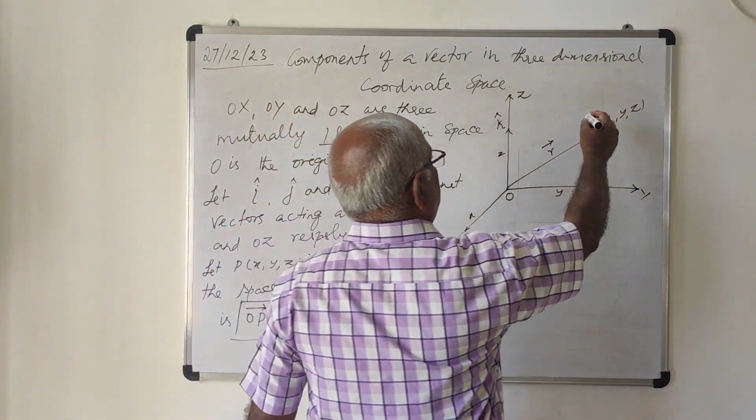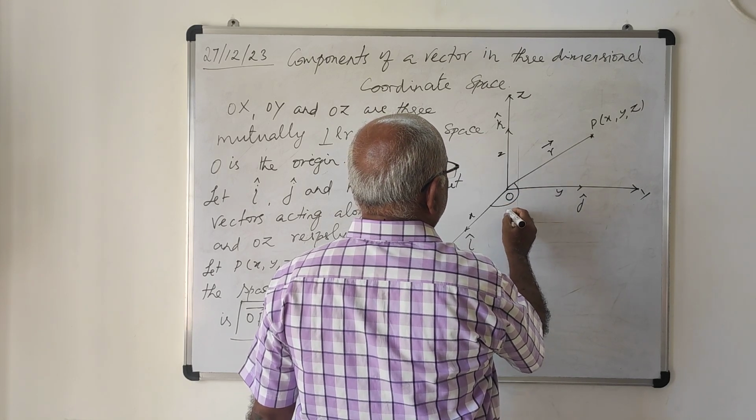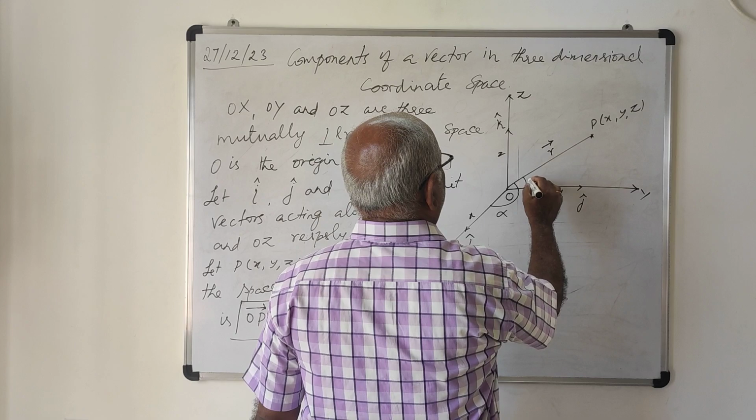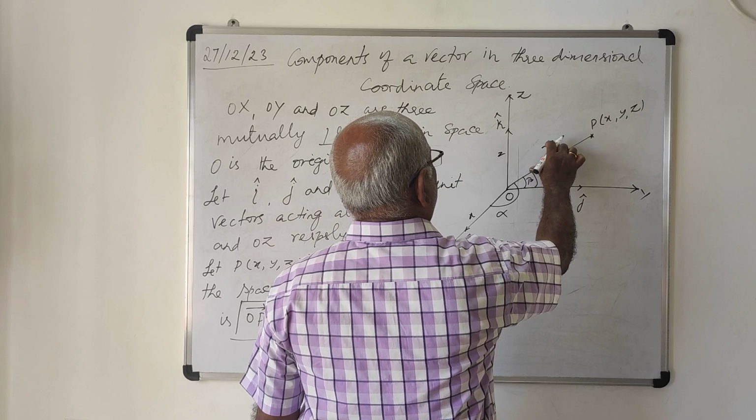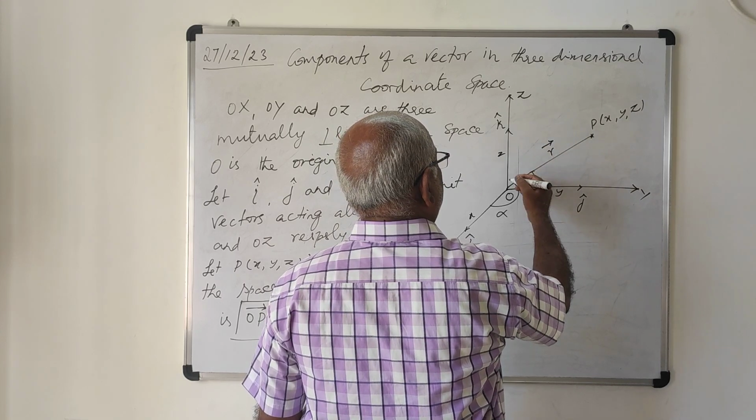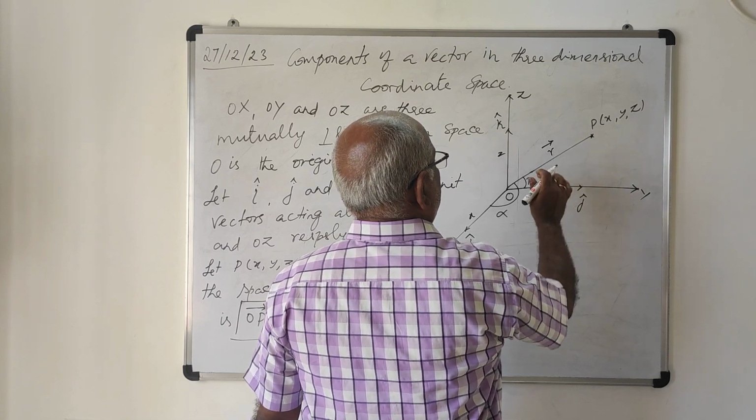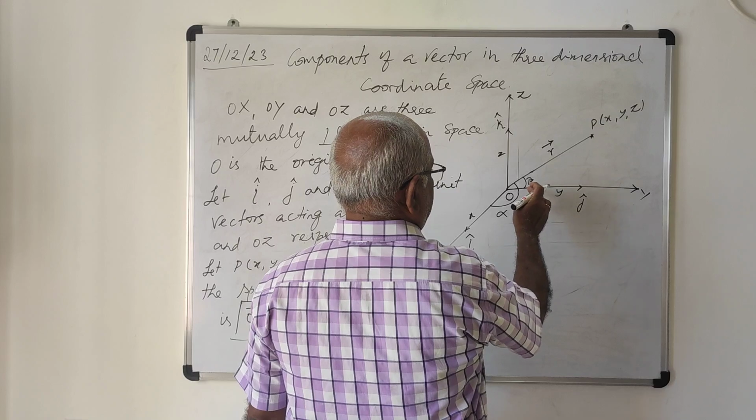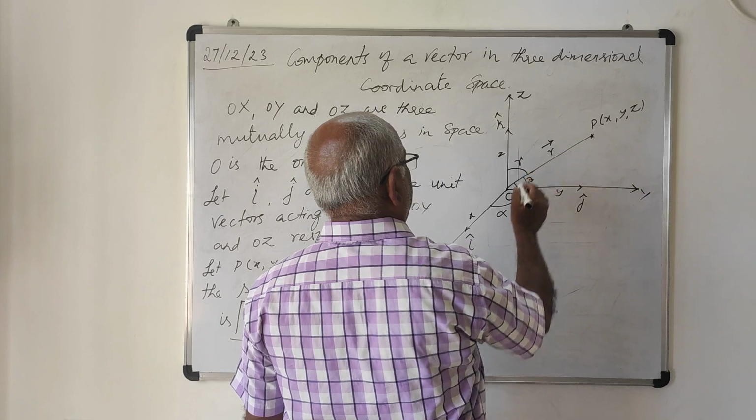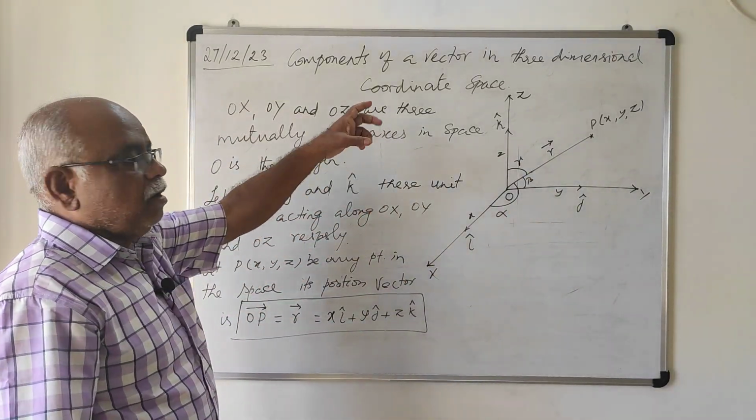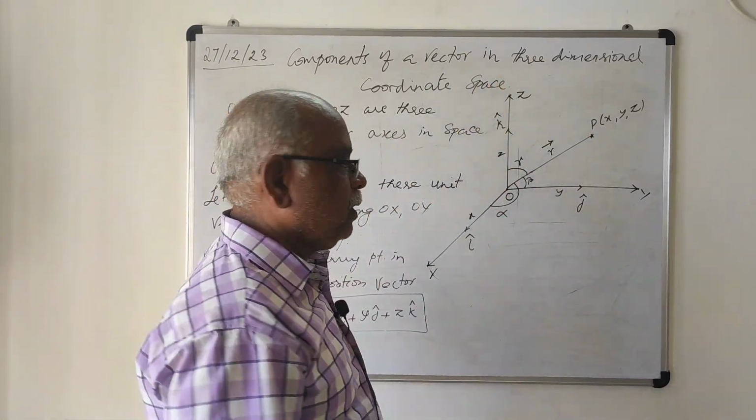Now suppose the OP vector makes an angle alpha with the x-axis, beta with the y-axis, and an angle gamma with the z-axis. Alpha, beta and gamma are the angles made by the OP vector with the axes OX, OY and OZ respectively.